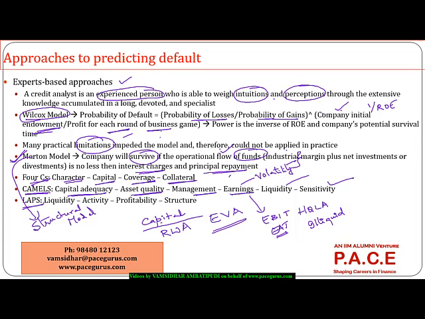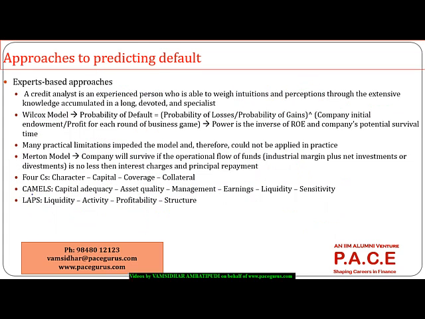Similarly, one more framework for assessing the probability of default is the LAPS approach, where I am looking at the liquidity of the firm, the activity ratios associated with the firm, which are the turnover related ratios, the profitability related ratios, and finally I am also looking at the capital structure. So these are the 4 dimensions of different kinds of ratios I calculate.